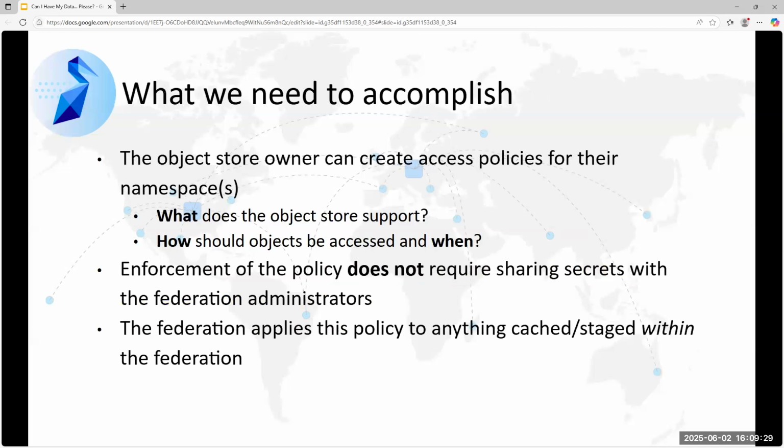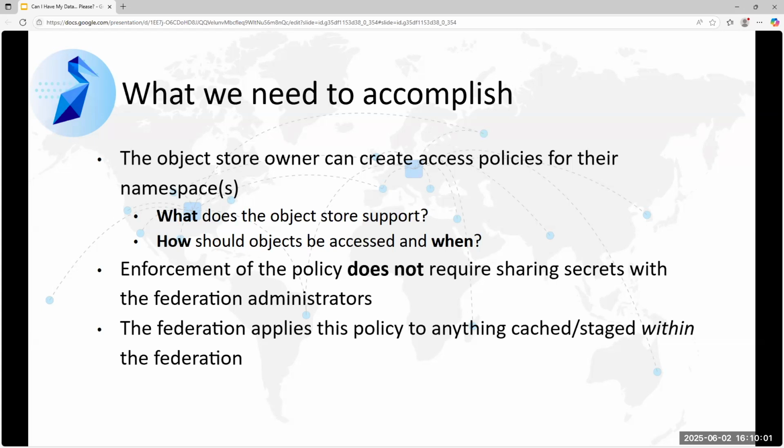So there are a few things we need to accomplish. We want to respect the autonomy of the object store owners. And that means we first need to provide them with a way to construct policies about what types of things their object store is willing to support. So the first is, what does your object store allow you to do? Can you read to it? Can you write from it or write to it? And secondly, how should the data in your object store be accessed? And who gets to access it? And that's, again, a kind of fuzzy question here.